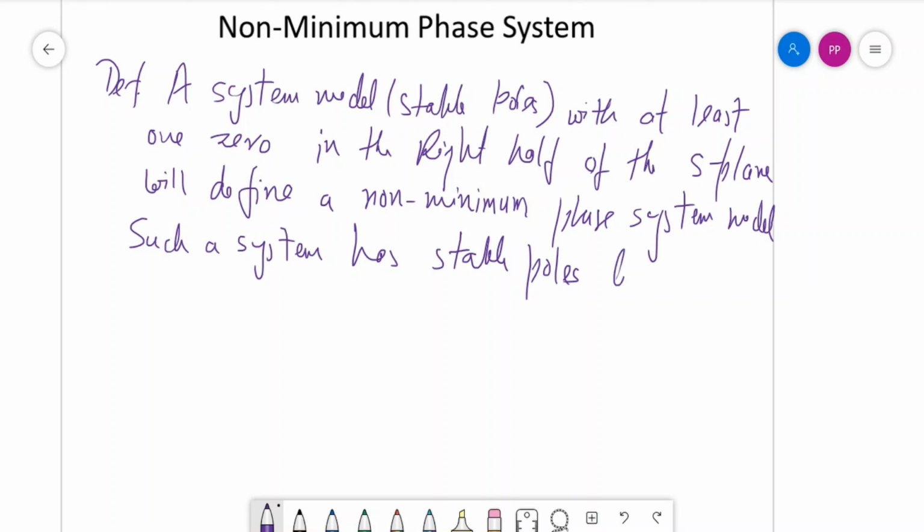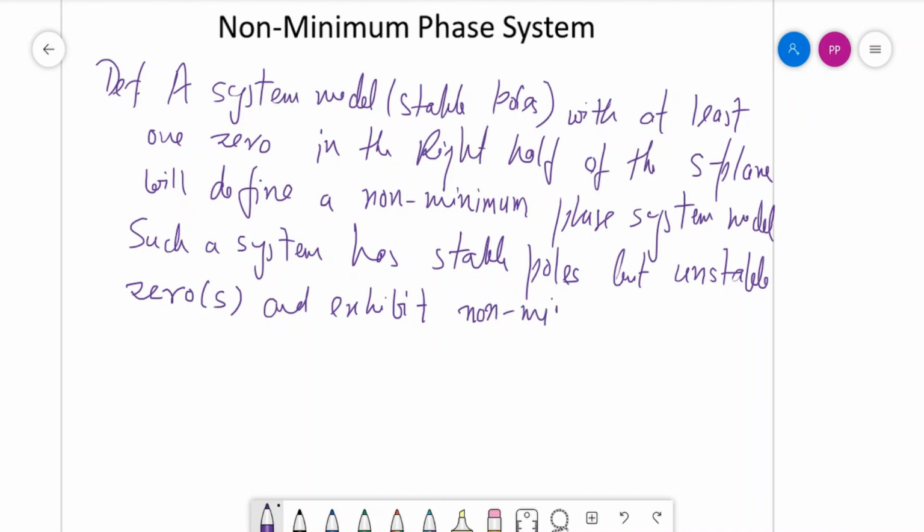but unstable zeros, and exhibits non-minimum phase dynamics.